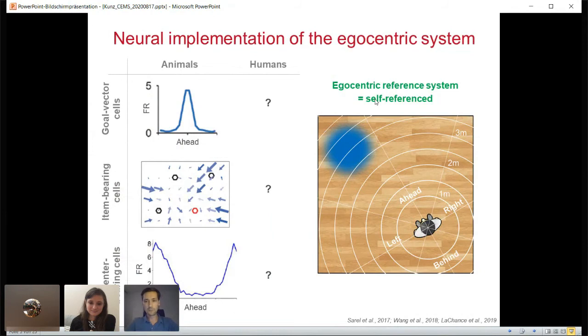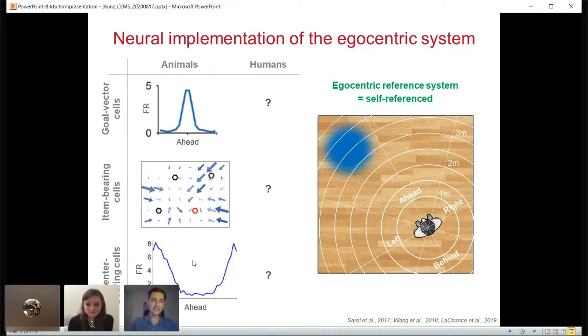In contrast, only recently a few studies in rodents started to elucidate the neural mechanisms of the egocentric reference system. For example, there are so-called goal vector cells shown here in the first row, discovered in the hippocampus of flying bats. And in this example here, the goal vector cell activates whenever a spatial goal is ahead of the flying bat. Second, there have been item-bearing cells identified in the lateral-anterior cortex of navigating rodents, and these cells activate when external items such as objects are in a specific egocentric relation to the navigating rodent.